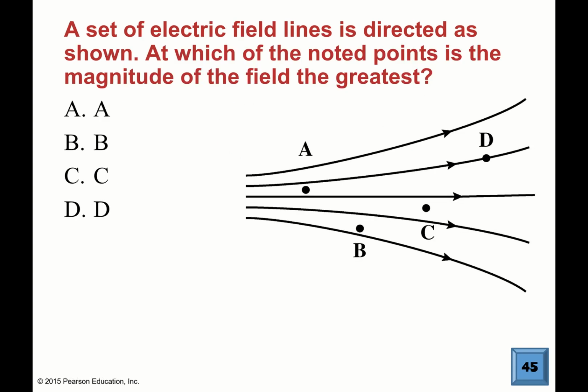All right, question regarding field lines. When we have a picture of field lines like that, at which point is the magnitude of the field the greatest? Well, remember we said when the field lines are closest together, that means it's biggest, so the field is biggest at point A.